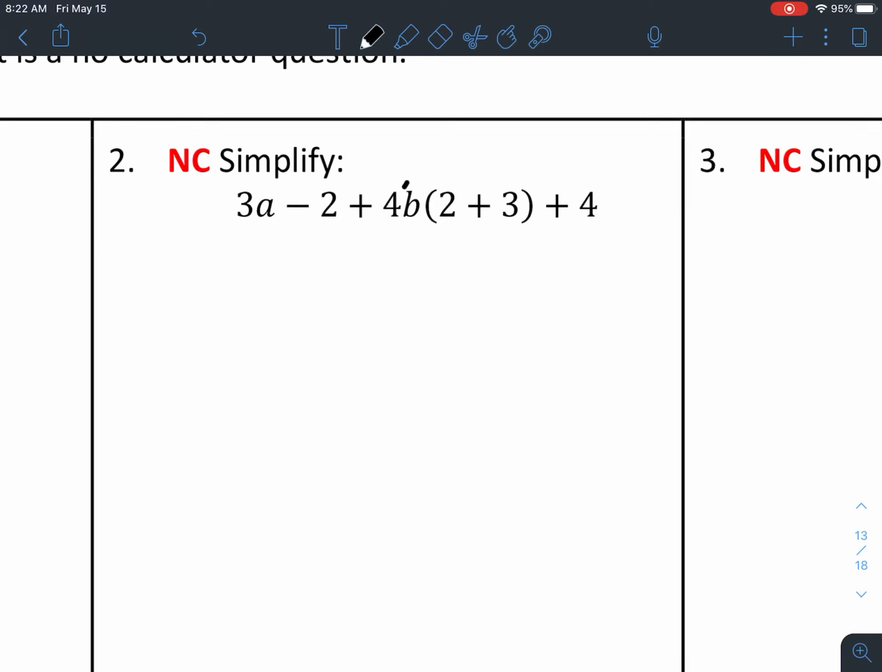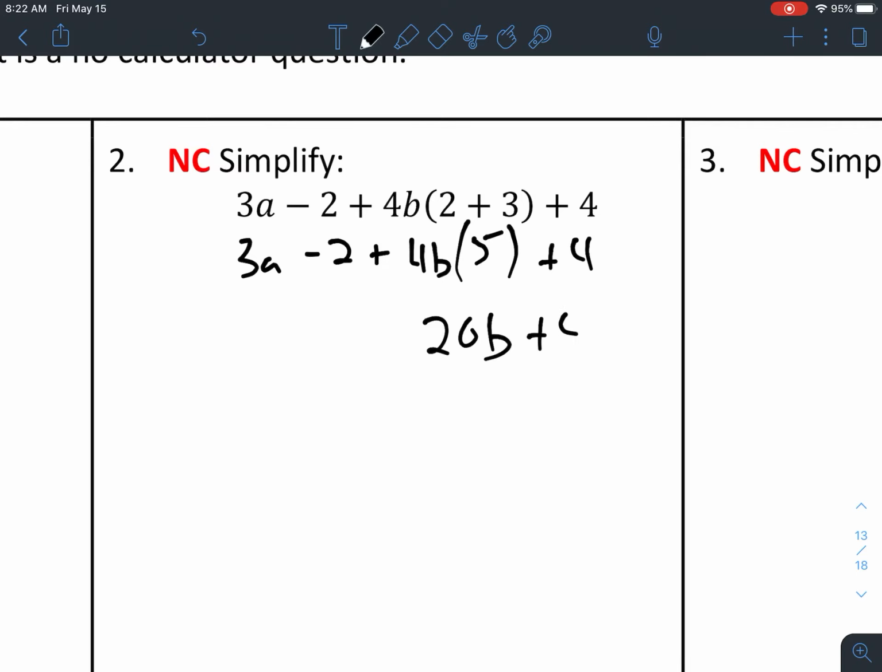Simplify. So we have to do parentheses, multiply in parentheses first. Actually, I lied. We distribute the parentheses first. So this is 5 times 4b plus 4. And then negative 2, 3a here. 4b times 5 gives you 20b plus 4. 3a minus 2 plus 20b plus 4.